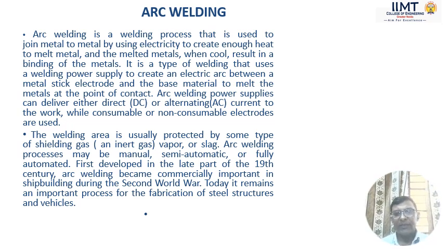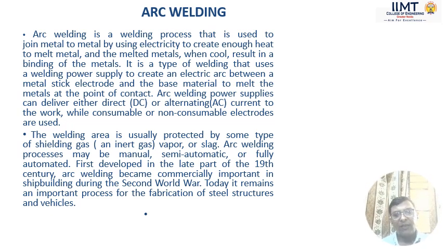It is the type of welding that uses a welding power supply to create an electric arc between a metal stick electrode and the base material to melt the metals at the point of contact. Basically, we use AC and DC power supply in arc welding. AC means alternating current and DC means direct current. We can also use consumable and non-consumable electrodes. The welding area is usually protected by some type of shielding gas, maybe an inert gas like helium and argon. Arc welding may be manual, semi-automatic, or fully automatic.